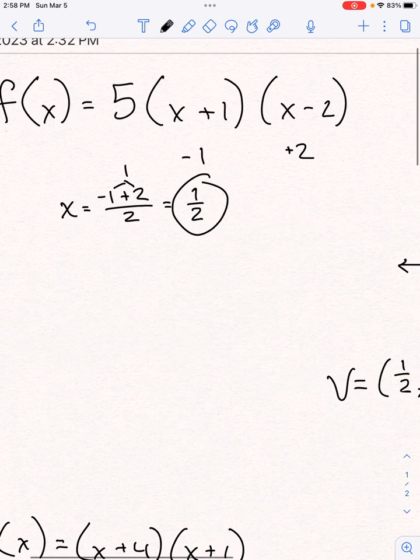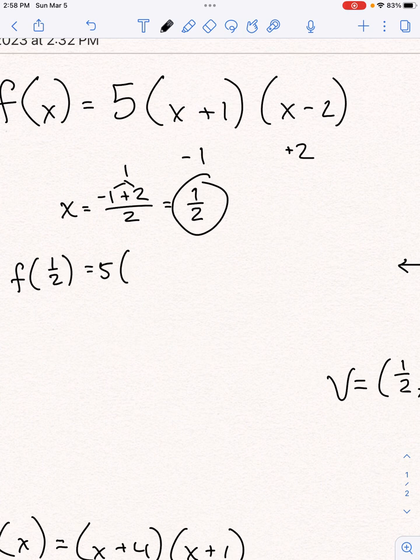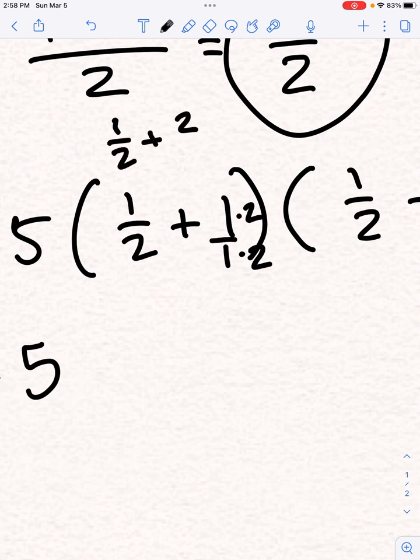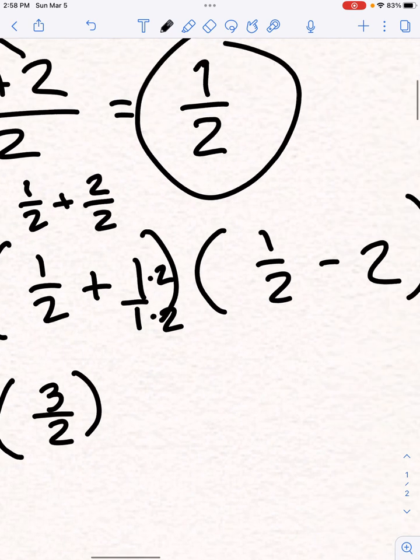So let's plug in 1/2 into this. We'll have 5. Instead of x plus 1, it'll be 1/2 plus 1. And this will be 1/2 minus 2. Okay. Now with this, when you're adding a whole number with a fraction, you need common denominators. So we could put this over 1. A common denominator of 1 and 2 is 2. That's already 2, but you can multiply the second one by 2. So really this becomes 1/2 plus 2/2, which is 3/2.